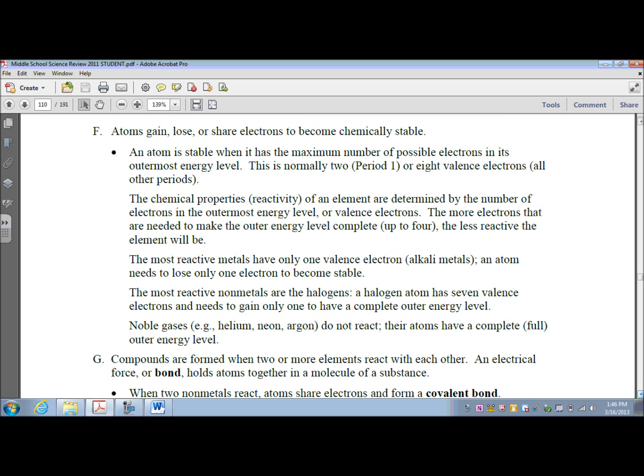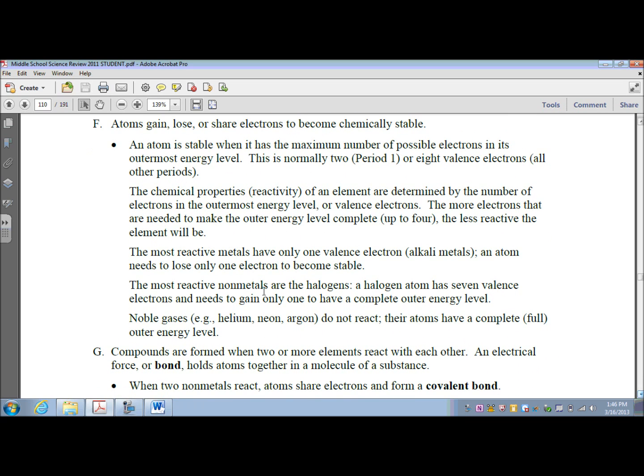Section F. Atoms gain, lose, or share electrons to become chemically stable. An atom is stable when it has its maximum number of possible electrons in its outermost energy level. In class, we call this a full, or happy, atom. This is normally 2 or 8 valence electrons.